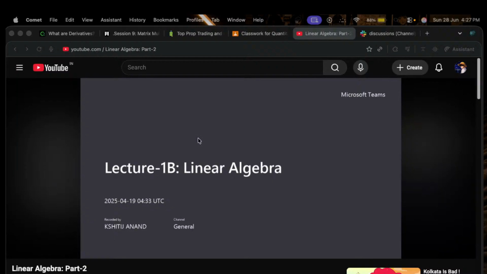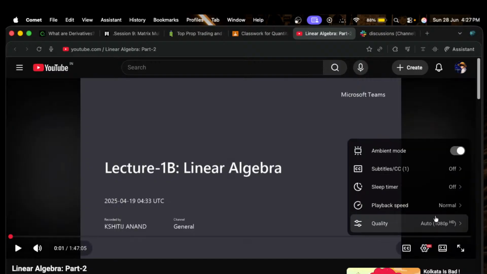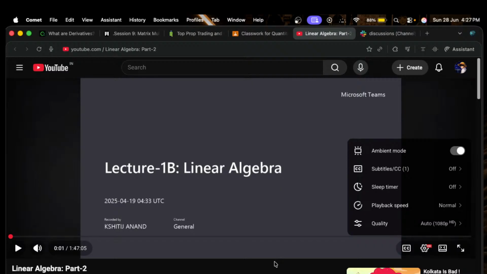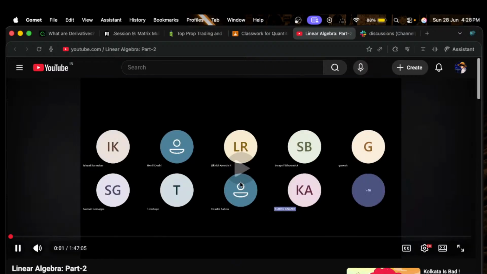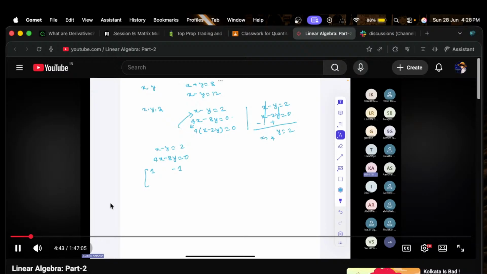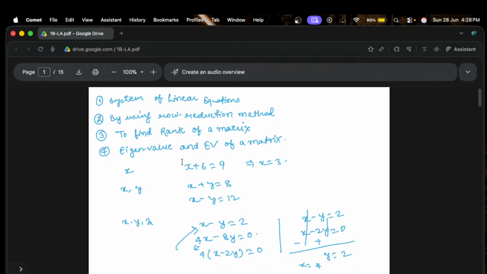I think I can just start it. Okay, I will play this on 1.5, probably. Yeah, 1.5. Maybe the starting will be slow, something that we discussed in our primary classes. So let me first just read through the PDF. If I am understanding things, I will skip them.